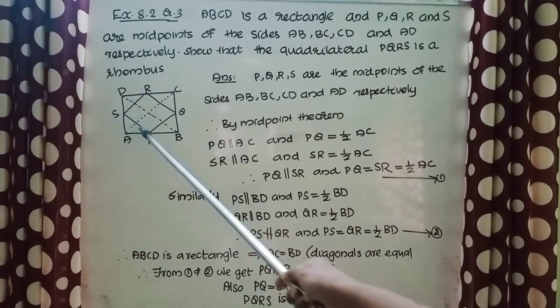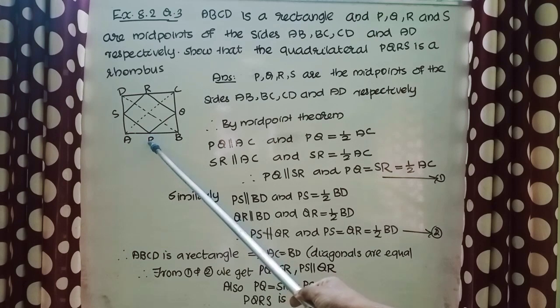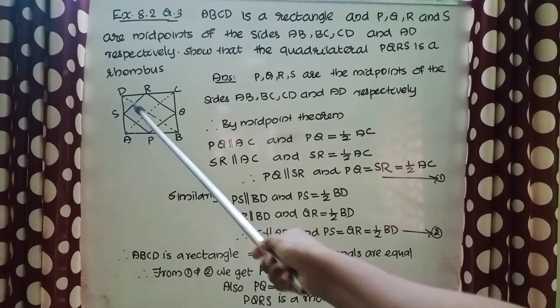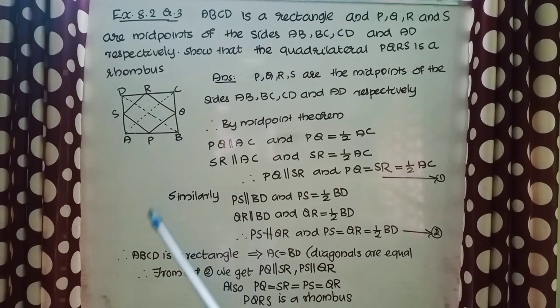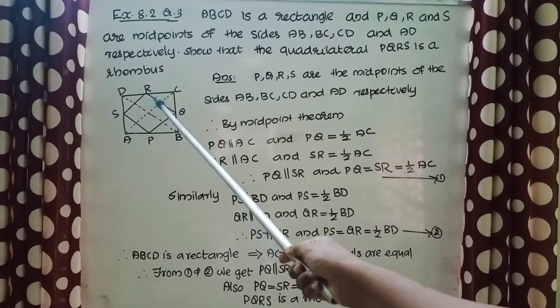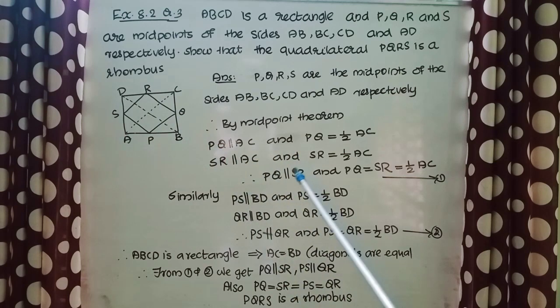Similarly, in this triangle ABD, P is the midpoint of AB and S is the midpoint of AD. So this PS parallel to BD and PS equal to half BD. Similarly, this QR parallel to BD and QR equal to half BD. So PQ parallel to SR and PQ equal to SR equal to half AC, that we can keep as equation number 1. Then PS parallel to QR and PS equal to QR equal to half BD we can take as equation number 2.